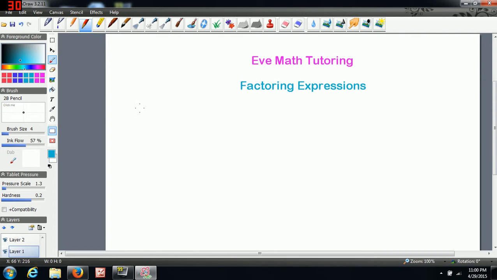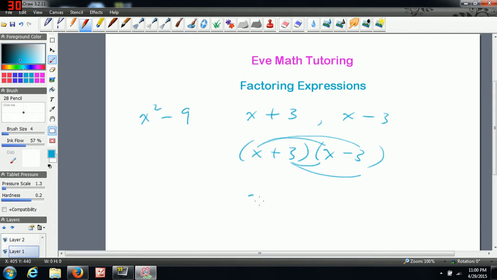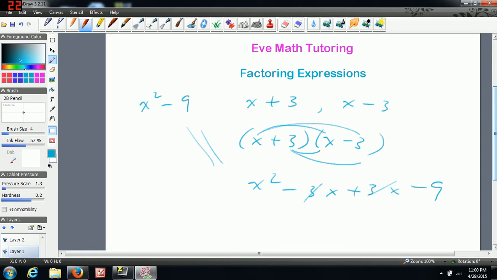So for example, if you have the expression x squared minus 9, the factors of this are x plus 3 and x minus 3. The reason for that is that when we multiply x plus 3 times x minus 3, we end up back at this expression. If we FOIL this, we get x squared minus 3x plus 3x minus 9. Those cancel, so we get x squared minus 9. Okay, so that's basically what factors are.